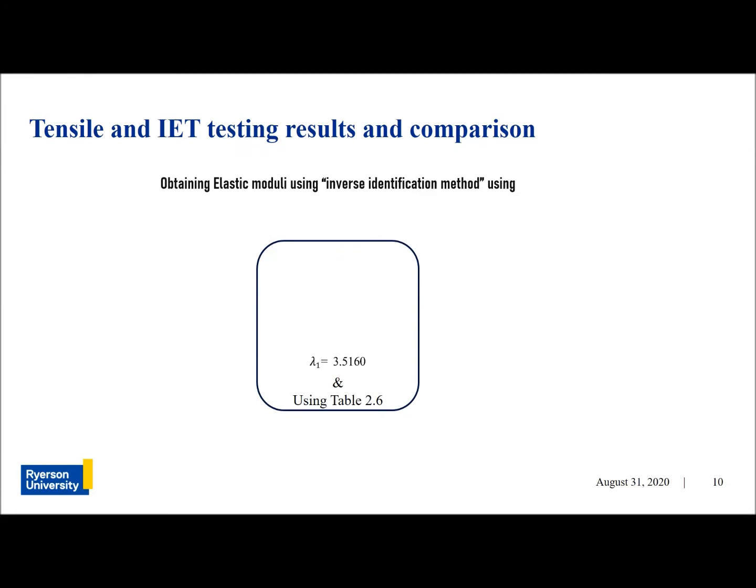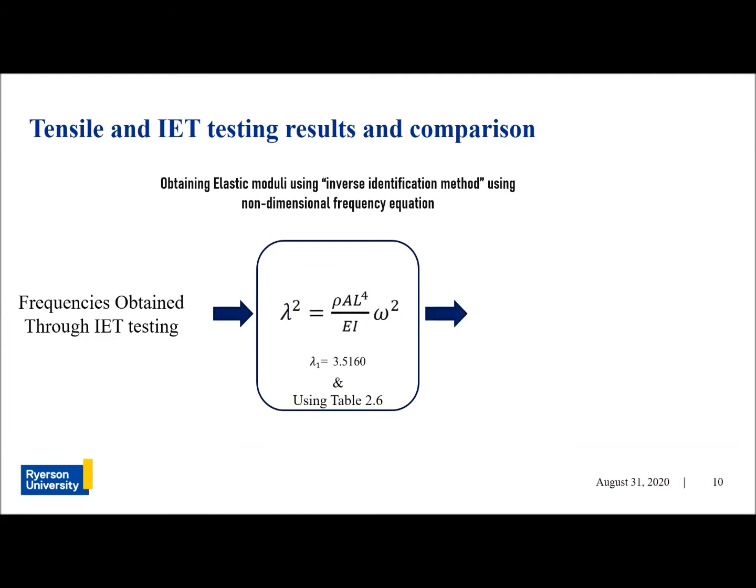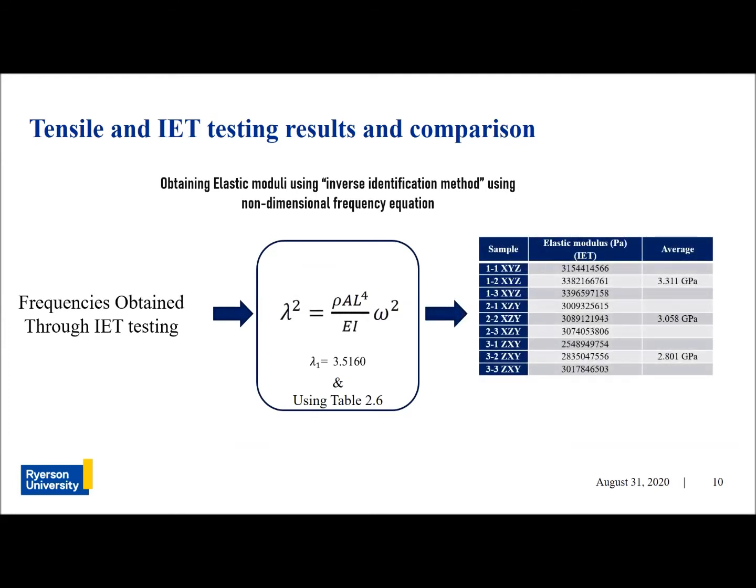One of the main aims of this study was to obtain the Young's modulus of beam samples using experimental vibration-based tests. Using the non-dimensional frequency equation, which is presented in this slide, the fundamental frequency, which was obtained through the experimental modal test, can be calculated. It's noteworthy to mention that precise dimension measurement plays an important role in the accuracy of the methodology. And finally, the table on the right shows the elastic moduli for all 9 beam samples in the experimental modal tests.